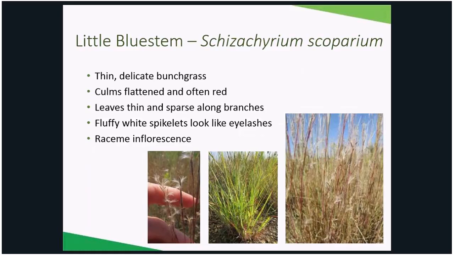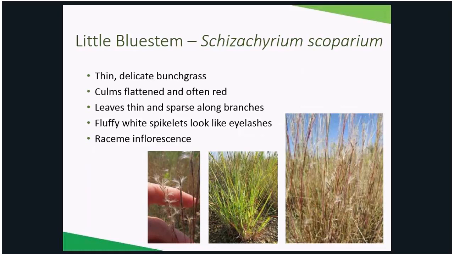So to get started, we'll start with little bluestem. This is probably my favorite grass, and yes, I have a favorite grass. This grass is very typical of the prairies, and it only grows in higher quality prairie habitat. And that's an important thing to note because there's another grass that looks very similar to little bluestem that we'll talk about on the next slide, but it grows in poorer quality habitats.